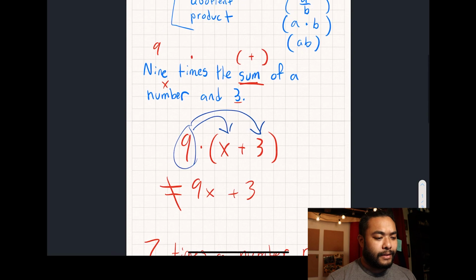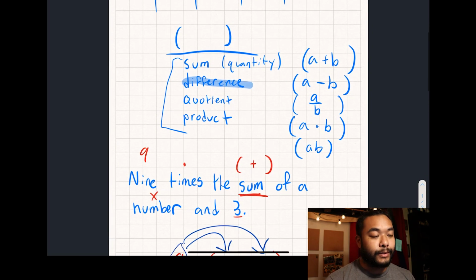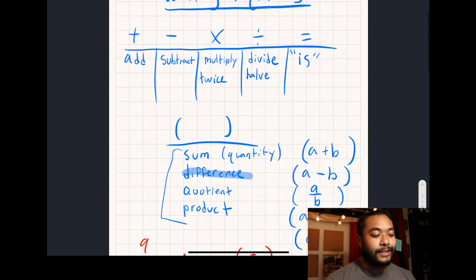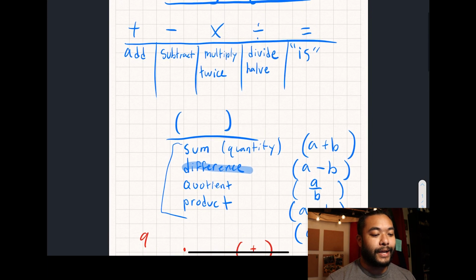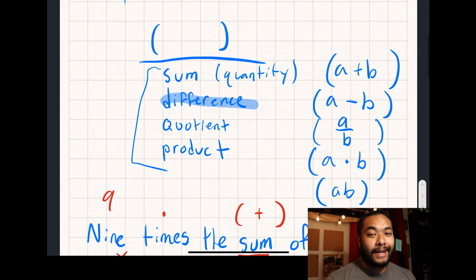m. Yeah, take a look at the notes you've taken in class and the ones that I posted where I've shown the entire list of addition, subtraction, multiplication, division, and equality. But this time I'm adding in the parentheses words: sum, difference, quotient, and product.